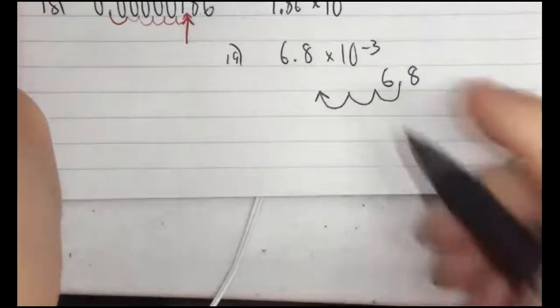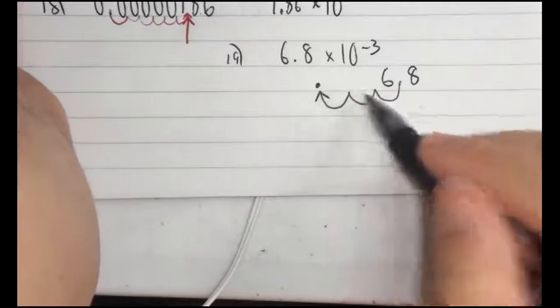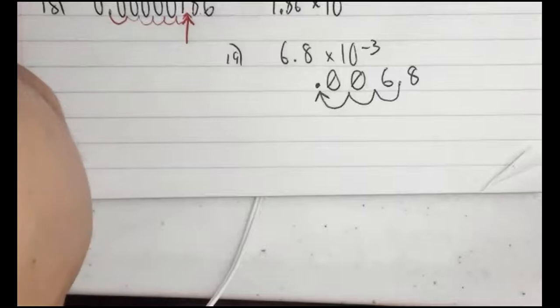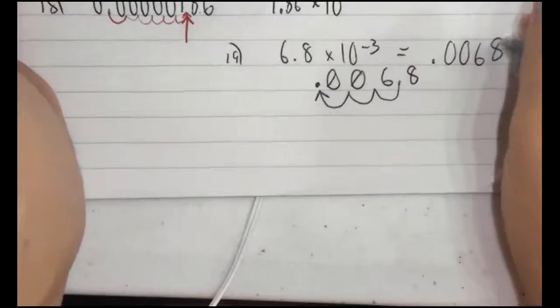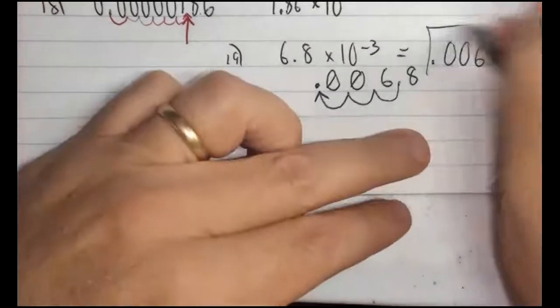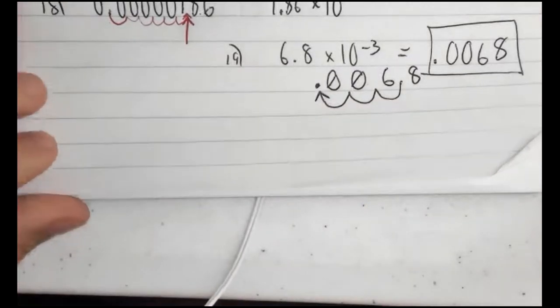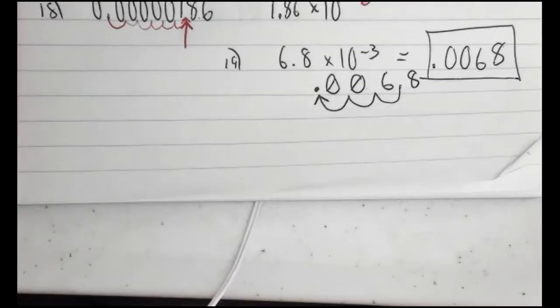I'm going to move the decimal right here. And I don't see any numbers here. So what do I have to do? I have to add zeros there. Okay, so this is actually 0.0068. And that'd be the answer that you would enter. All right, so 5.5, negative exponents and scientific notation.